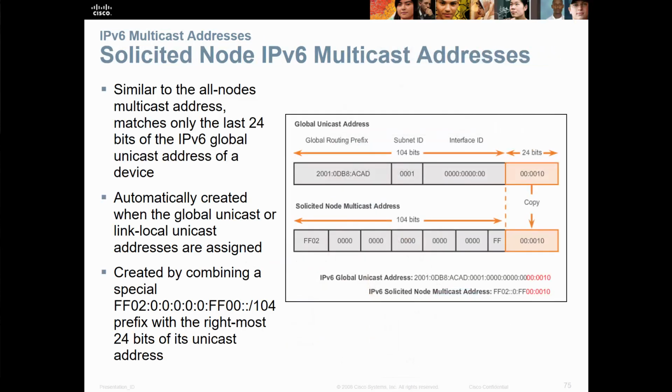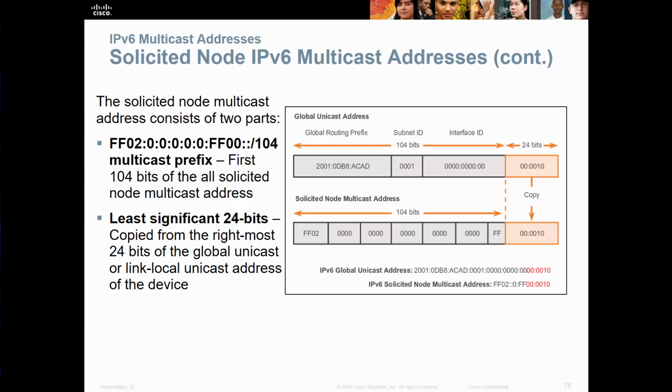Again, it's very similar to the typical multicast address in IPv4 and IPv6. Here we're looking at the last 24 bits of an IPv6 global unicast address to help generate this information. The remaining bits will remain the same. So again, this solicited node multicast address has two parts. We have our multicast prefix, and we have the remaining last 24 bits, because the last 24 bits will remain the same with the appropriate prefix.